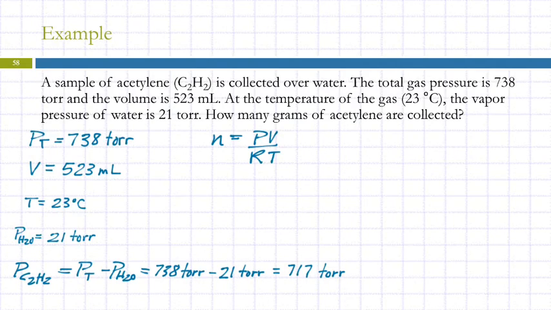So there's our pressure of the acetylene, and we have to convert to atmospheres. So we take our 717 divided by 760.